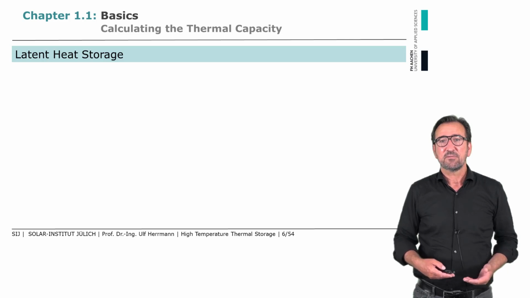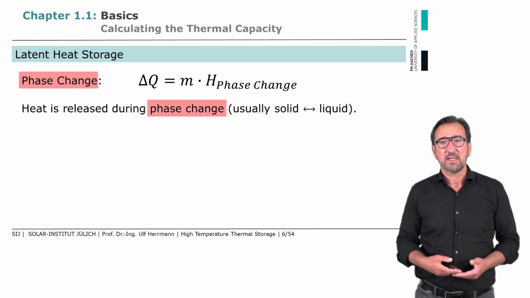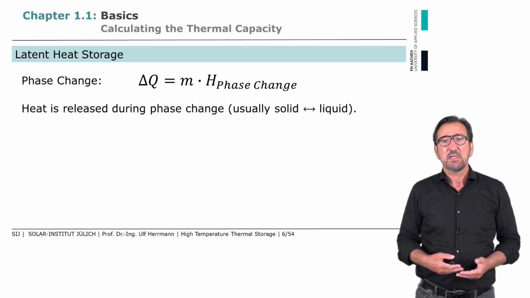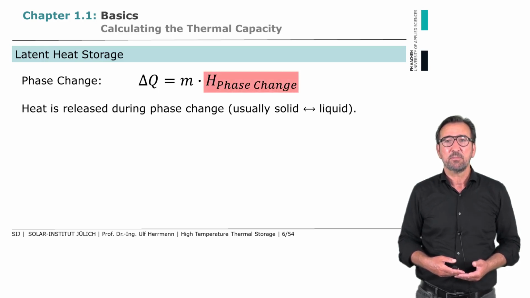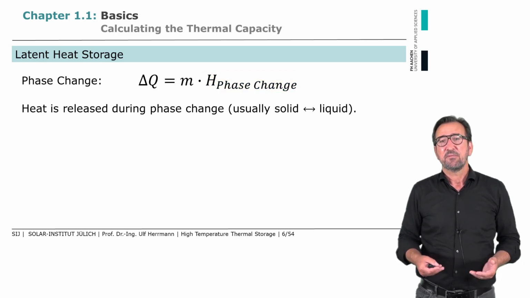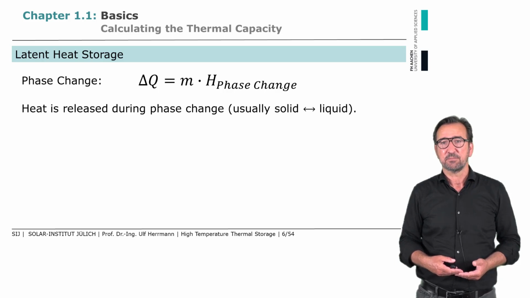The situation is different with latent heat storage. Here, the supply or removal of heat does not lead to a temperature increase, but to a phase change, which usually takes place at constant temperature. The energy required for the phase change is called the enthalpy of vaporization or enthalpy of condensation if the phase transition is from liquid to gas or vice versa. If the phase transition is from solid to liquid, it is called enthalpy of fusion or enthalpy of crystallization.